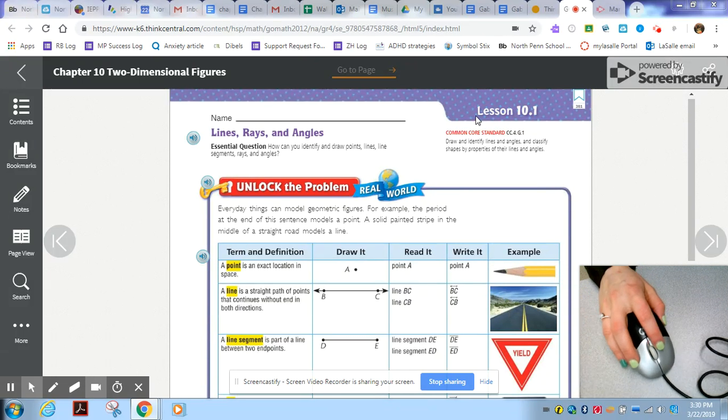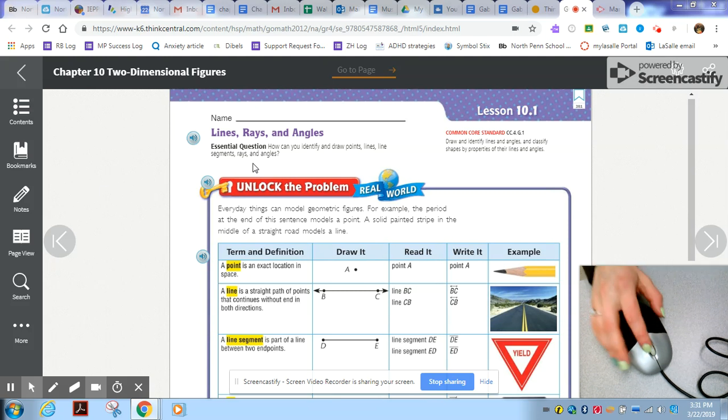We are beginning lesson 10.1, which is discussing lines, rays, and angles. And our question is, how can you identify and draw points, lines, line segments, rays, and angles? All right, so this stuff is pretty fun. It's really all about understanding the vocabulary and what it is that we're asking for. So we're going to spend today and touch base with it tomorrow, really understanding what each thing is and how we write them in symbol form.